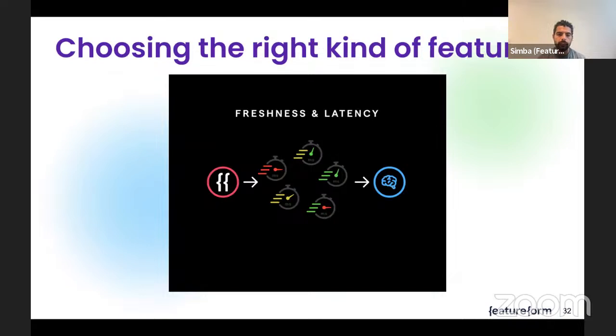So these are the 2 elements. The other element, which I don't have here because it's kind of hard to show in an image, is complexity, which is just how hard is it to build that feature pipeline.